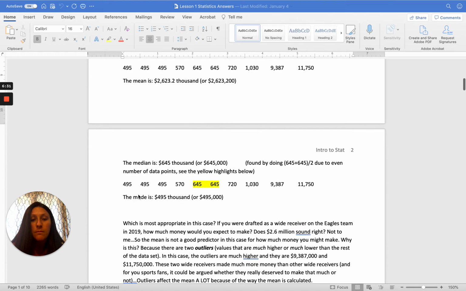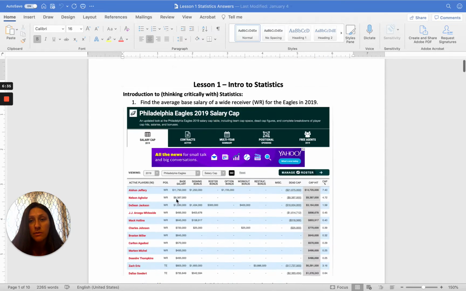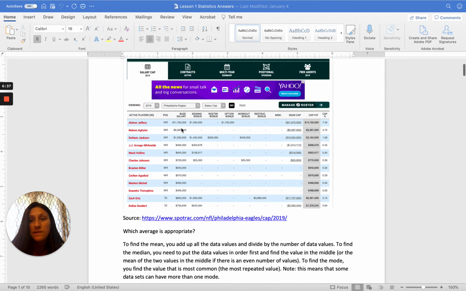Now, in this case, the mode is 495,000. The mode is the most repeated number that you see in the data set. And sometimes there is not a most repeated number, in which case the mode would not even exist. So the mode does not always exist. It depends on the data set. Now, in this real life example, the number 495,000 is actually repeated 3 times, which is more than any of the other numbers in this base salary. So that is the mode.